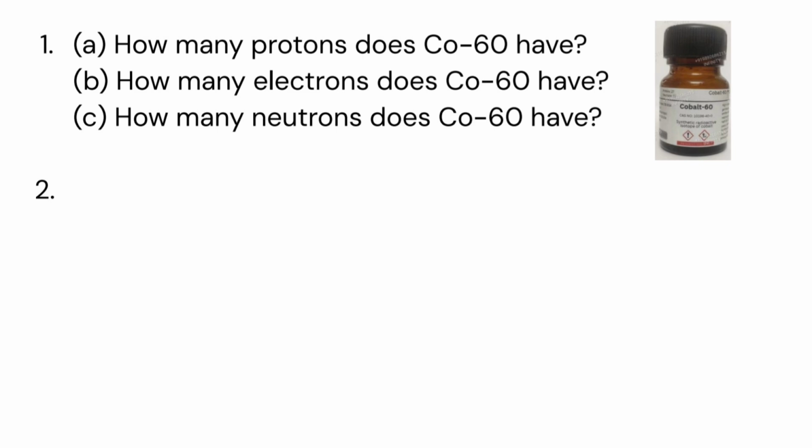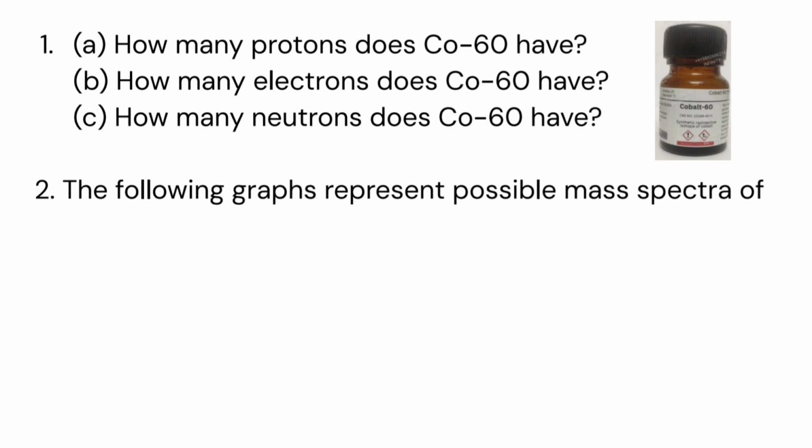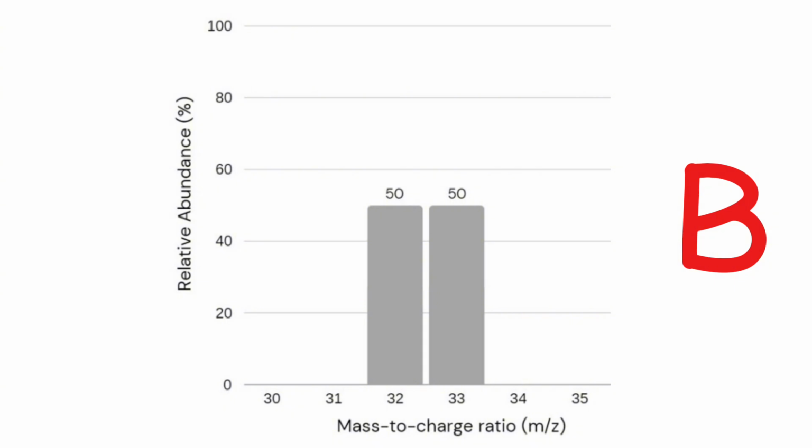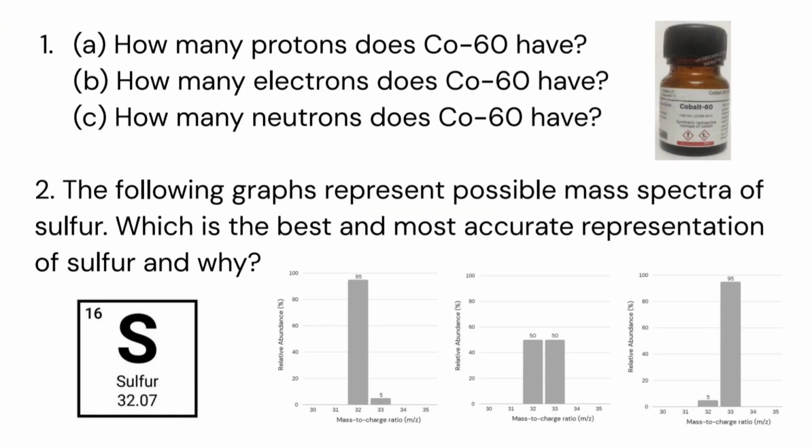Question 2. The following graphs represent possible mass spectra of sulfur. Which is the best and most accurate representation of sulfur and why? You can pause the video now and try to answer these questions on your own. Answers and explanations will be given in just a moment.